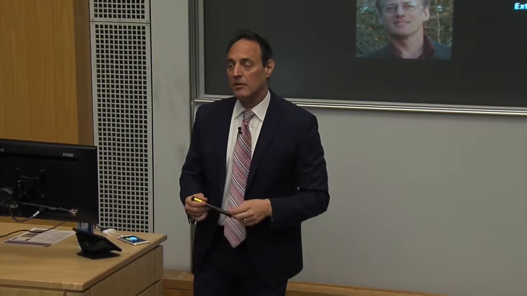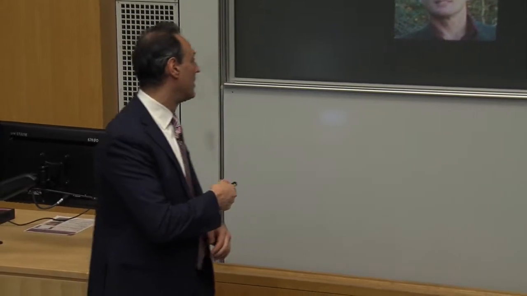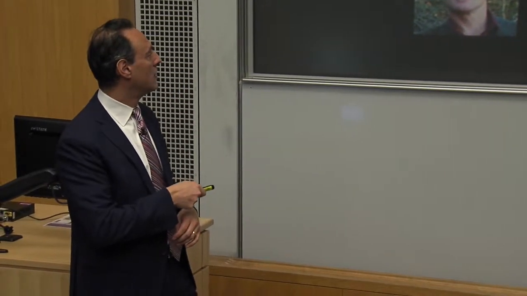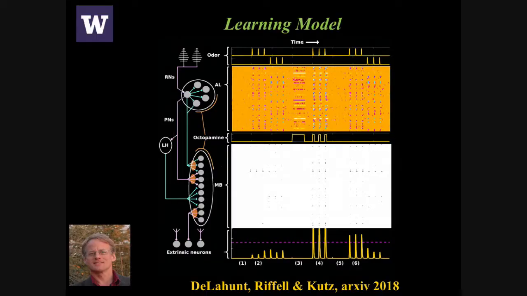More recently, we've started looking at this, and this is with Charles de la Hunt. This paper will go up very soon. We started looking at learning in the moth, and it turns out there's this interesting structure. The odor comes into the antennal lobe. That's what we had built a model of previously. But then it goes into the mushroom body, or the brain. And the question is, how does it learn new codes?